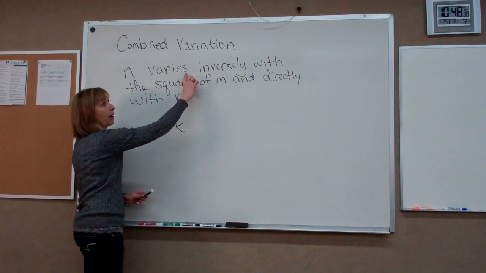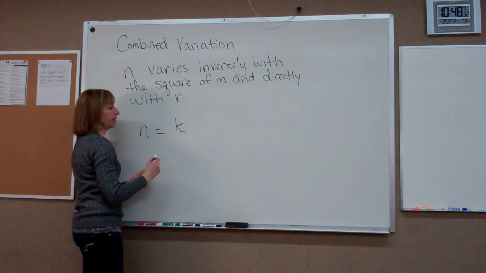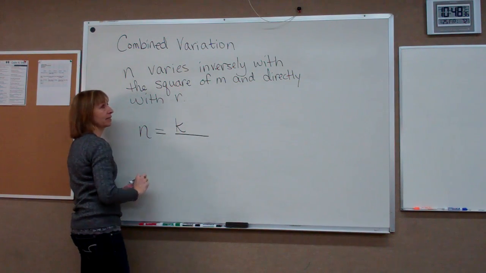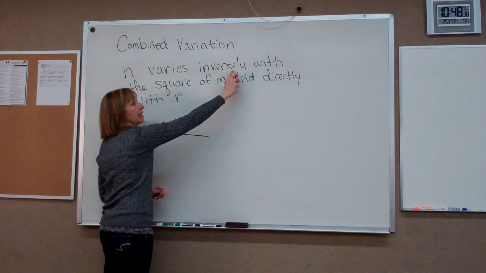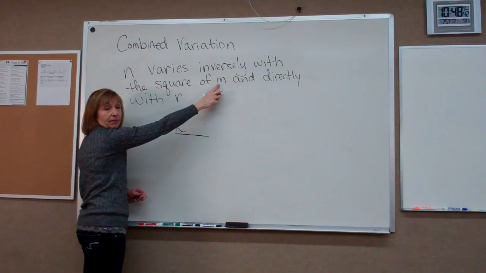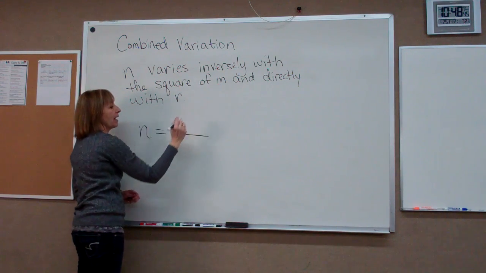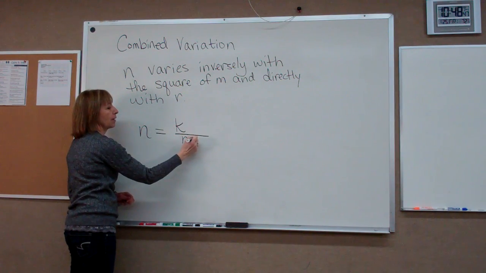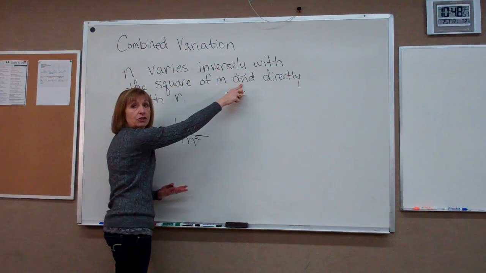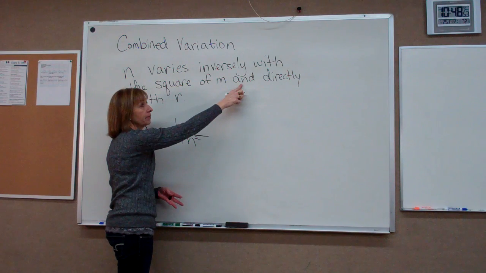Now the first part is inversely with, so I know when it's inversely, I divide the constant of variation by what follows: inversely with the square of m. So I'm going to divide by m squared. And means keep reading, there's more to this combined variation problem.